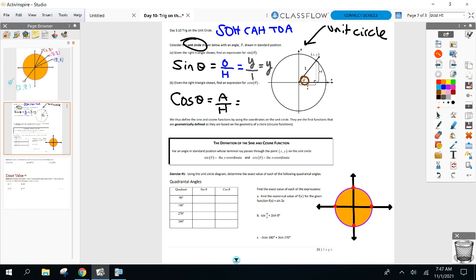X over 1. X over 1. And same thing. Can you guys anything divided by 1 here? Itself. So this is just going to be equal to? X. Yeah.